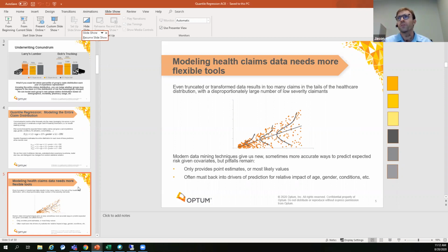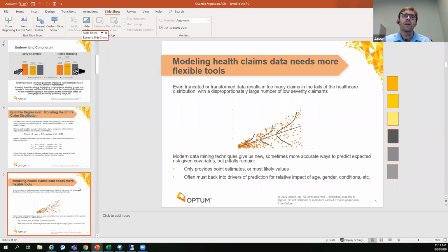Even if you truncate them or you take a square root or something like that, there are just too many claims in the tails of the health distribution. There's a large number of low severity claimants, so there's a large hump at the low end of the distribution, and the tail is very long, and there's a lot of these high severity cancers or specialty drug users. And maybe in some world where you had millions and millions of people, you could count on a central limit theorem.